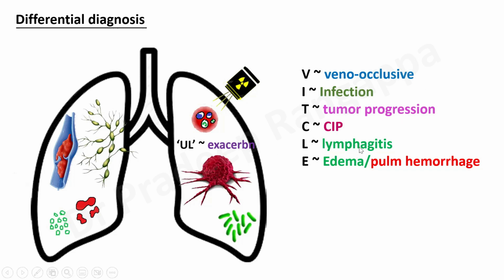Lymphangitis, and E for edema and pulmonary hemorrhage. So remember this with CLE. So any cancer patient who comes to ICU with acute shortness of breath with ground glass opacities, obviously you have to keep this as a checklist and rule out one by one.